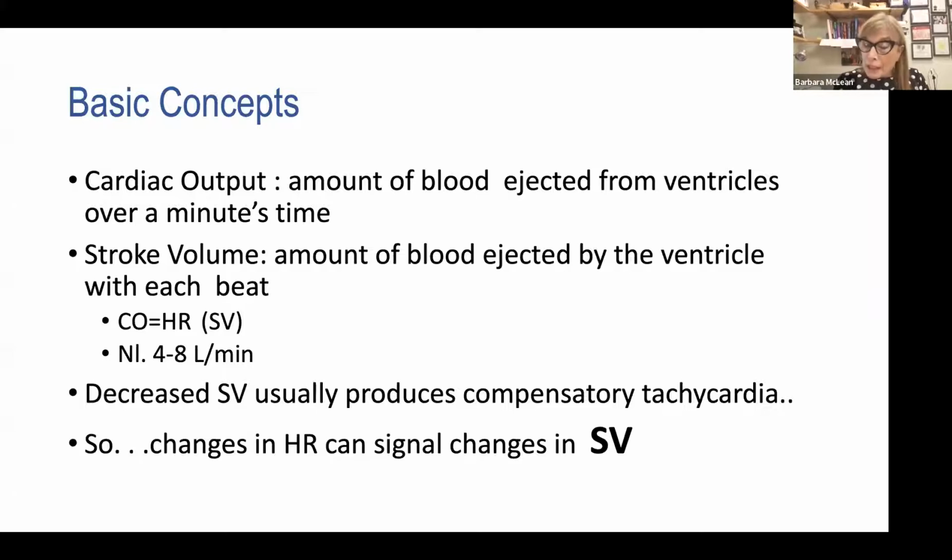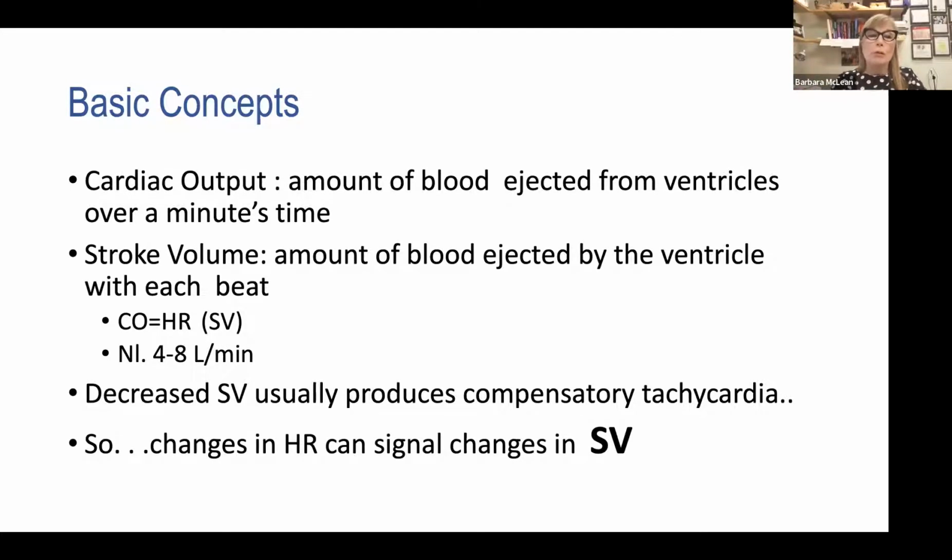Now, basic concepts. Cardiac output is the amount of blood ejected from the ventricles over a minute's period of time, but stroke volume tells you about the amount of blood ejected by the ventricle with each beat. So for me, I'm more interested in stroke volume because that tells me about ventricular efficiency. Cardiac output is heart rate times stroke volume, and in a textbook, the normal would be 4 to 8 liters a minute. But when our patient decreases his stroke volume, so he has less ventricular efficiency or an inadequate amount of volume or contractility, stroke volume comes down, and the compensation is tachycardia.